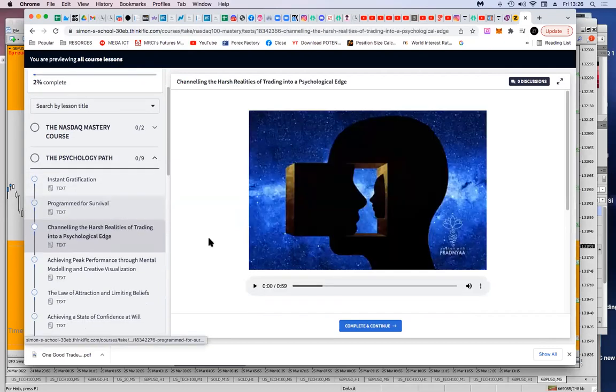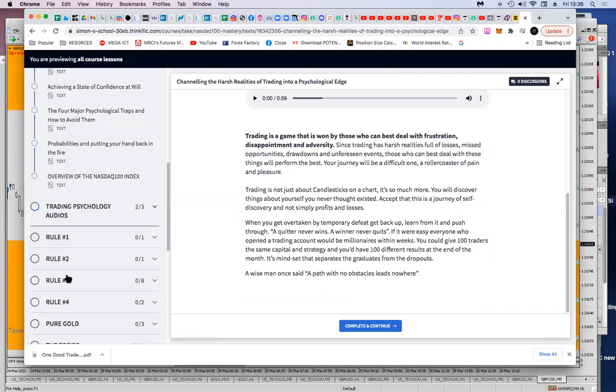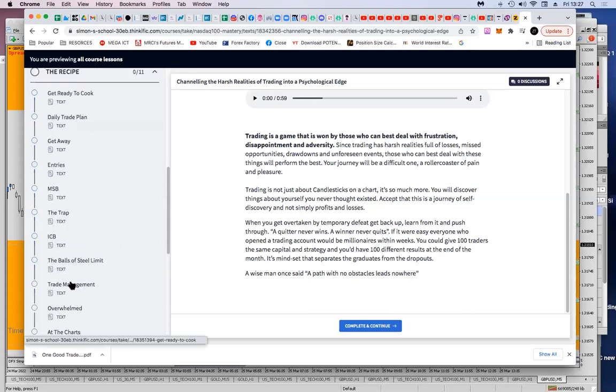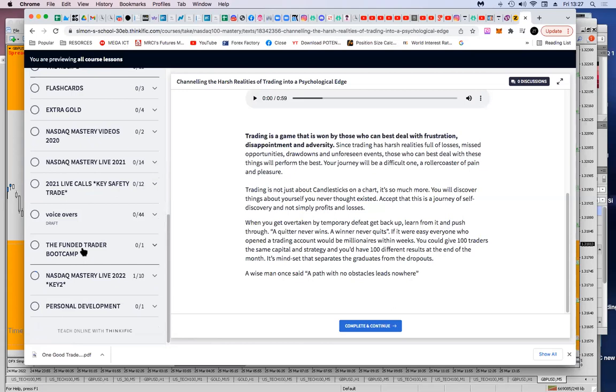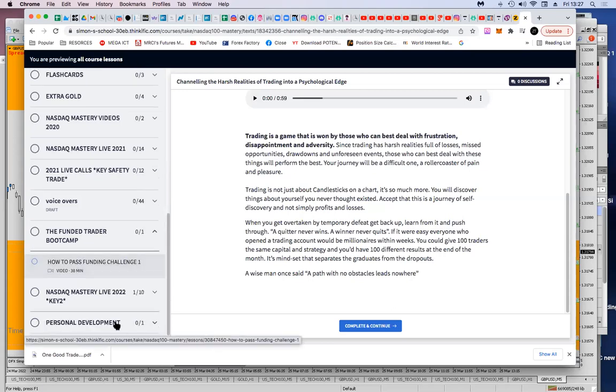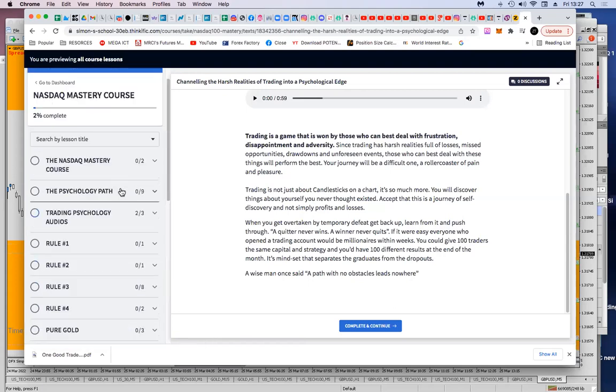Half of it is text audio, but then the rest is the real game changer. We've got all the rules, there's a few more than that, but it's pure gold. Then there's a recipe, so it goes exactly how to take a trade, how to take certain trades, not just a safety trade, other trades. A funded trader boot camp, I'm going to be adding to that. There's 100 free audiobooks as well on the inside as a gift for you for taking action with us and our family.